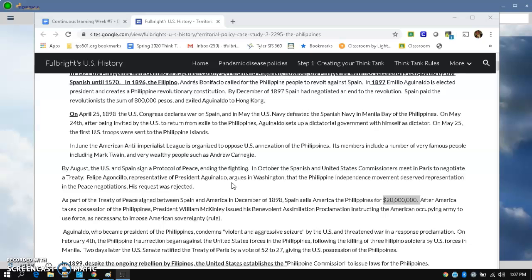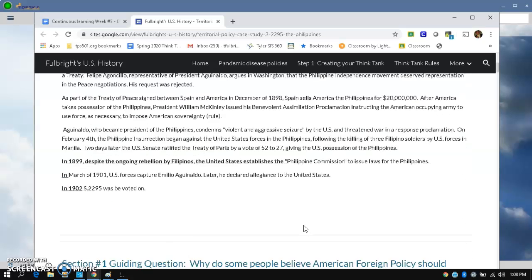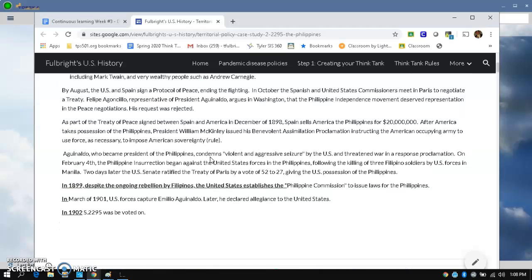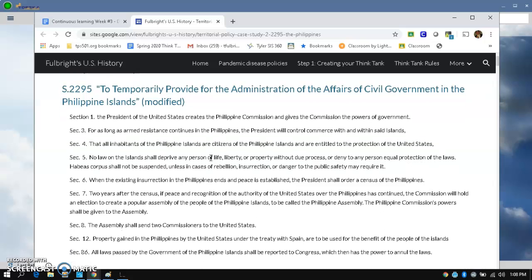As you can imagine, some Filipinos were not happy about this. Aguinaldo, the leader of the Philippines, condemned this as a violent and aggressive seizure by the U.S. What happens eventually is some American soldiers in the Philippines get into a fight with some Filipino soldiers. 3 Filipinos are killed, and basically a war breaks out. Filipinos are rebelling against us. And that leads to the creation of Senate Bill 2295 that we're going to talk about now.